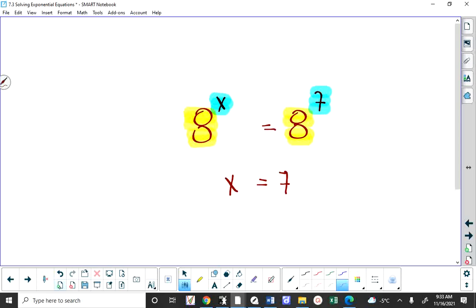I want to really stress something here. We did not, in going from here to here, cancel the 8s somehow. You're not dividing both sides by 8 or anything like that. You're simply saying if the bases are the same, the exponents must be the same.